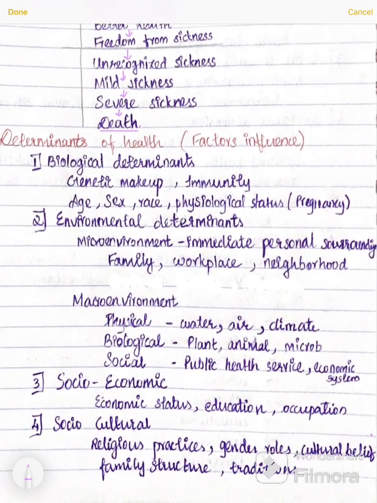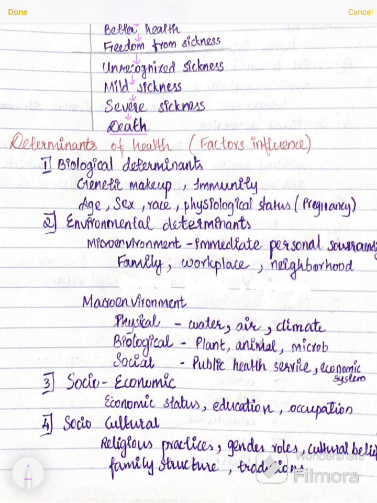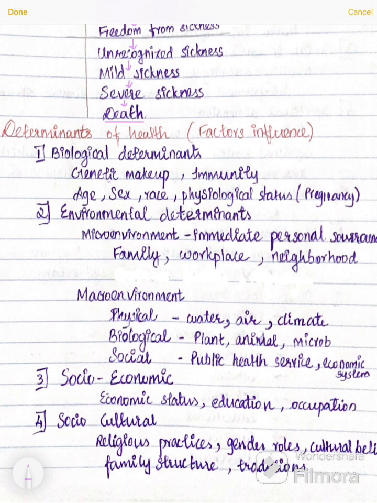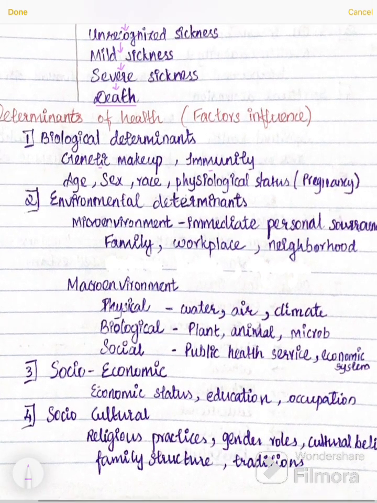Then the next one is about determinants of health. There are a lot of determinants. One is biological determinants, which includes genetics and immunity of that person, age, sex, race, and physiological status. That means pregnancy, lactating, puberty. That status also affects health.